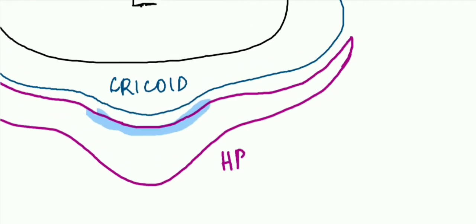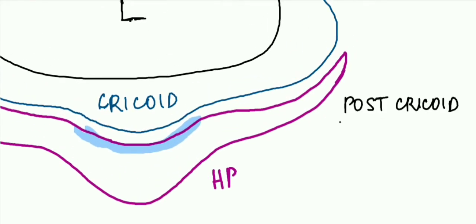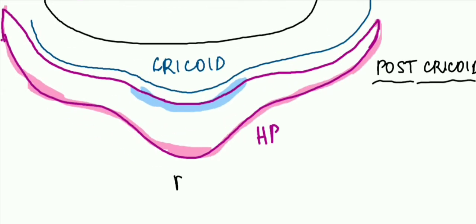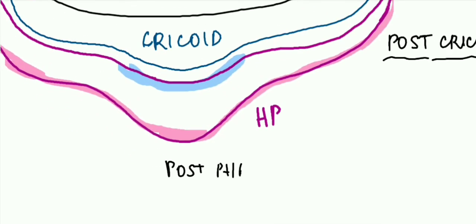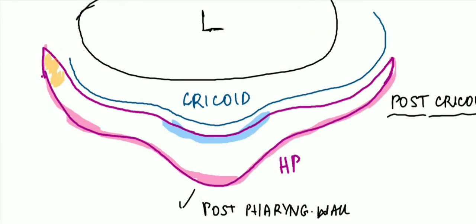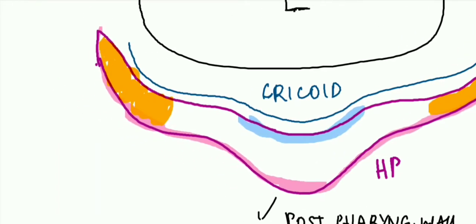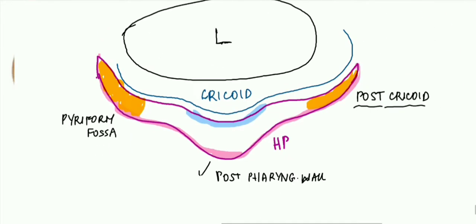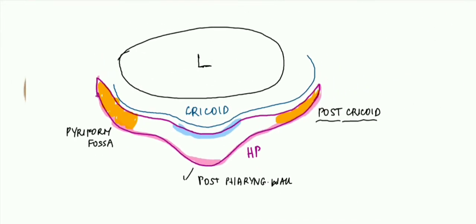This shaded area right behind the bulge of cricoid is the postcricoid region. And this pink shaded part is something we already know about: the posterior pharyngeal wall. Now lateral to the postcricoid, the space here is the pyriform fossa. So these are the three major parts of hypopharynx.